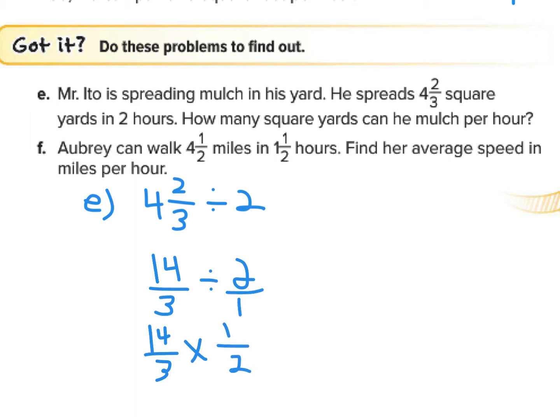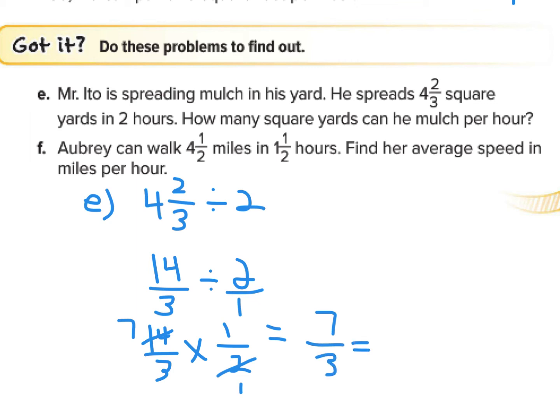Okay, now let's cross-reference. In the multiplication question, you cross-reference. And let's check these two. Both of these can be divided by 2 because they're both multiples of 2. This becomes a 1, and this becomes 7. Now it's 7 times 1 equals 7. And the denominators, it's 3 times 1 equals 3.